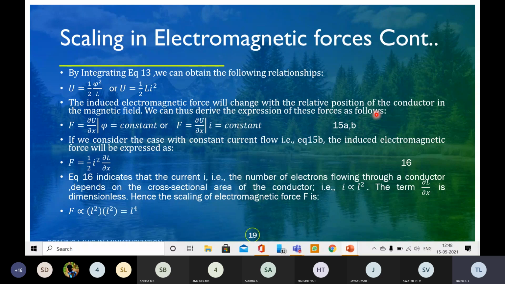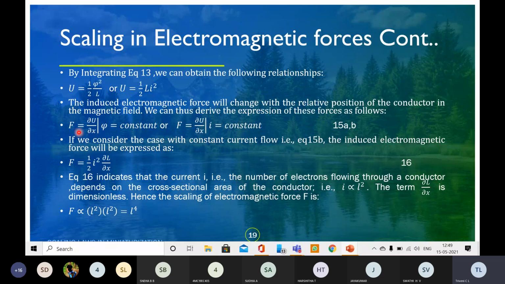So if the position of the conductor changes, then automatically this EMF will also change. So then this equation will not hold good. So then what we had to do, we had to take the expression for these forces whenever the relative position of the conductor in the magnetic field changes. So then what we'll get?